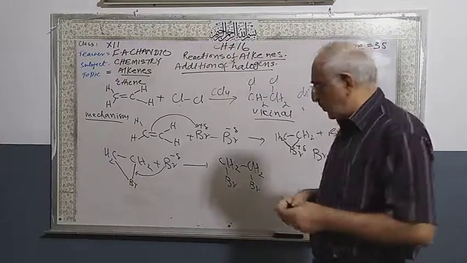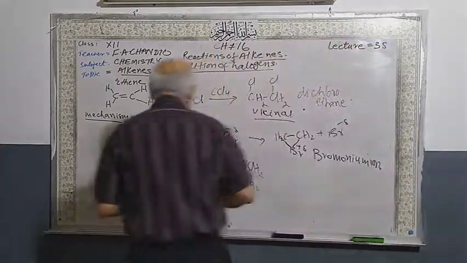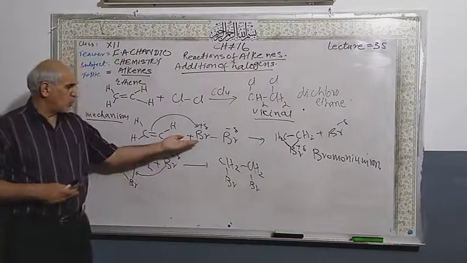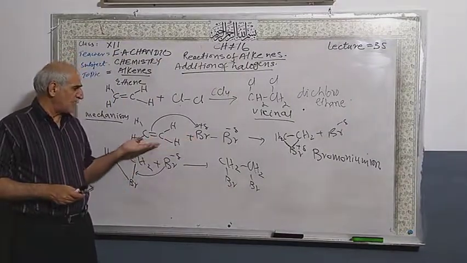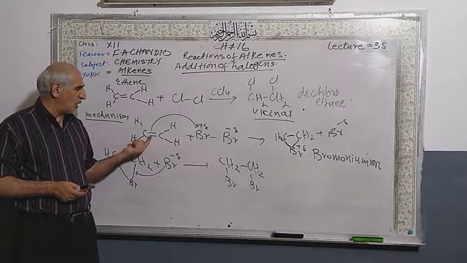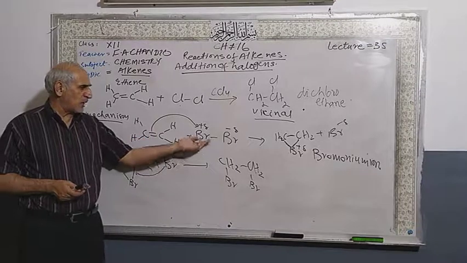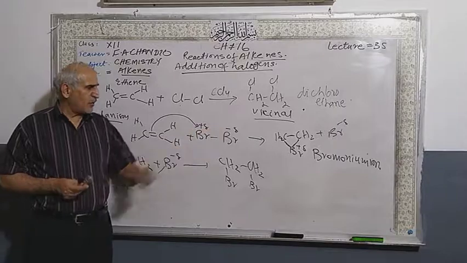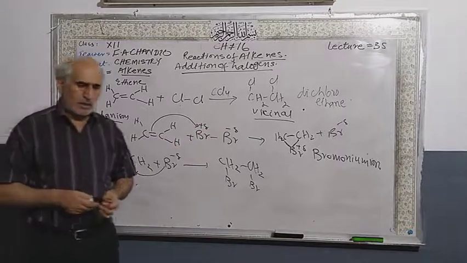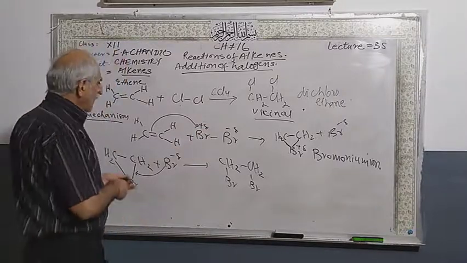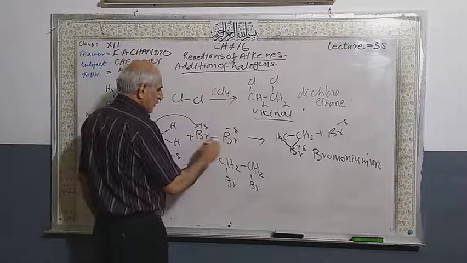The bromine molecule becomes, I told you, polarized. This bromine molecule is going to be polarized when it is in contact with the alkene double covalent bond, the pi electrons. Partial positive and partial negative charges are going to be formed. There's one thing more.